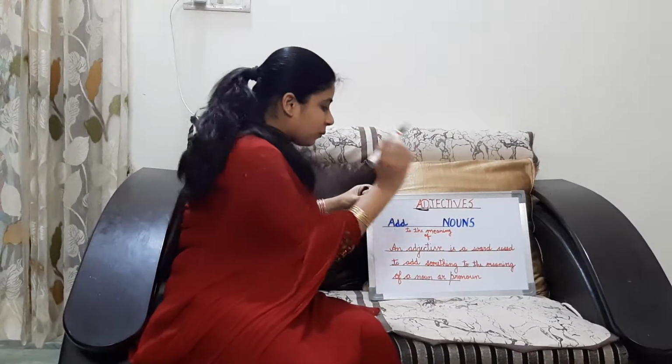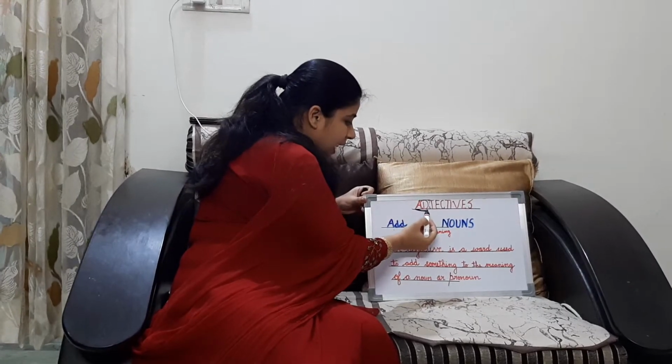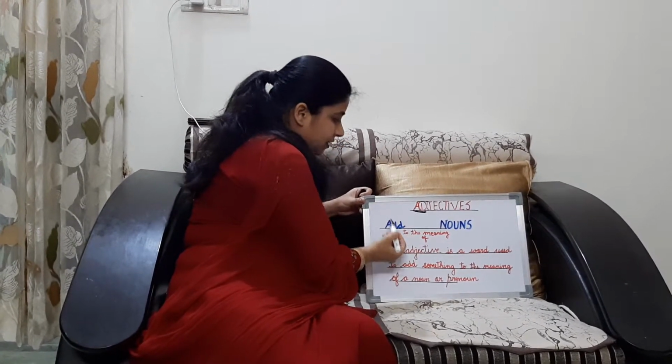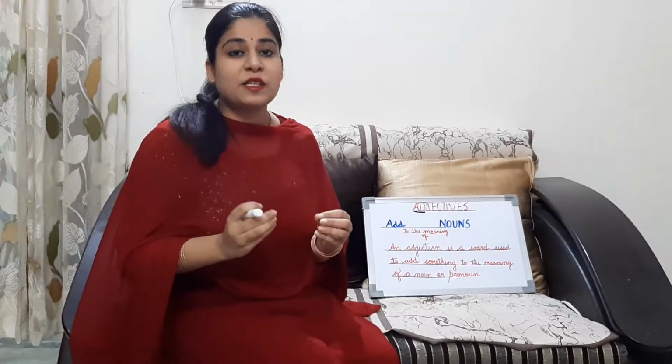So please learn from it. Adjectives start from AD, add. So adjectives add some information about noun. For example, Kanika is a beautiful girl. Now girl is a noun and I have added the word beautiful. So beautiful is adjective. So from here till here it is clear that adjectives add some information about noun.